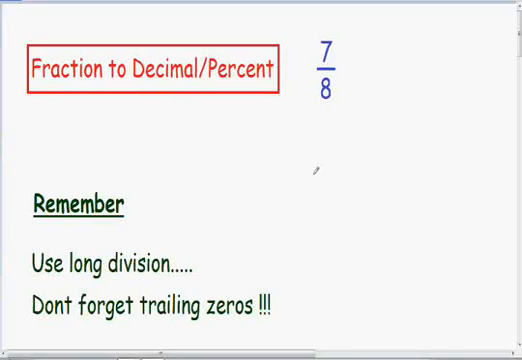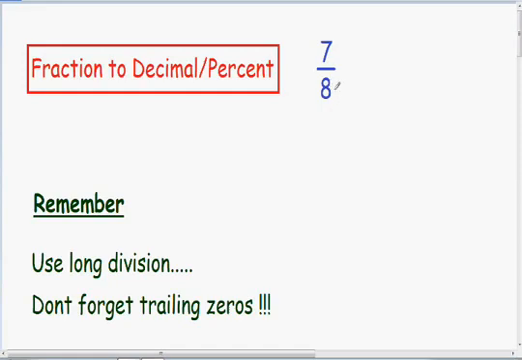So welcome to my video on changing a fraction into a decimal and also into a percent. And the first thing I do is go from fraction to decimal, because once you have a decimal, it becomes really easy to also change it into a percent. So the first thing I'm going to do with this example, 7/8, is change it into a decimal.